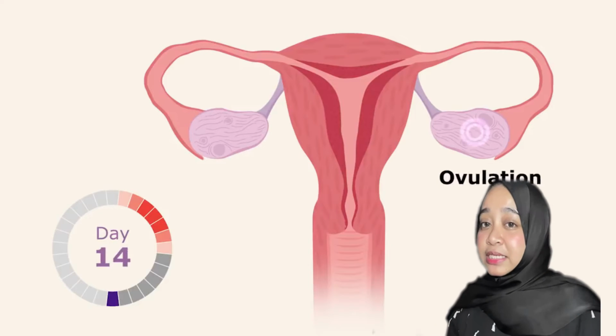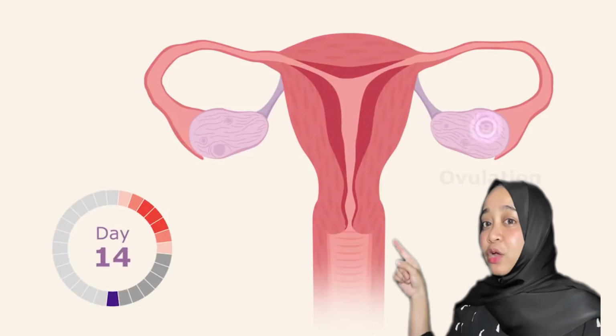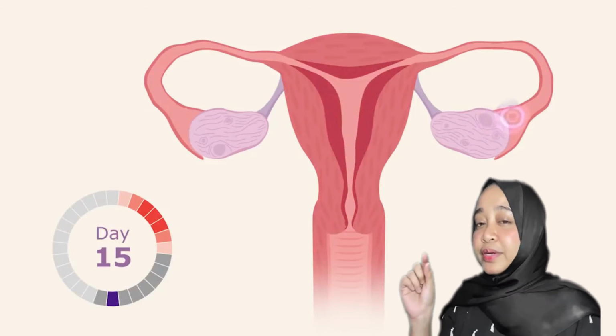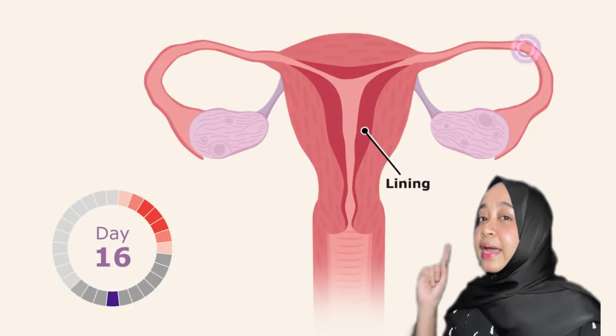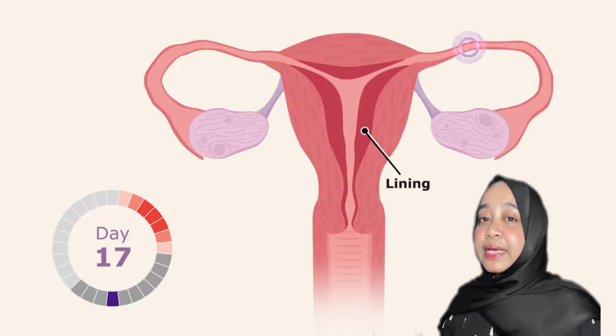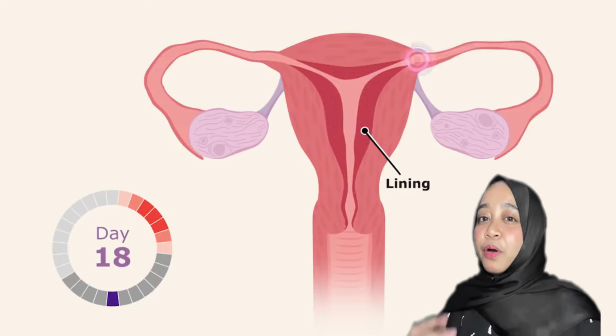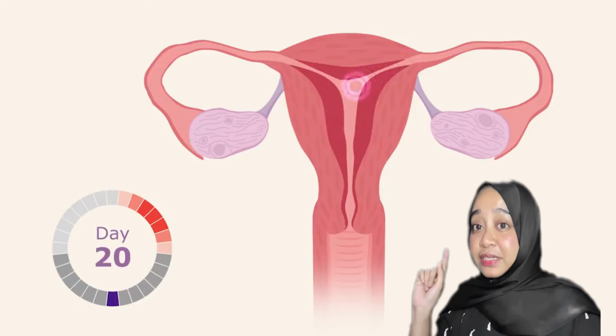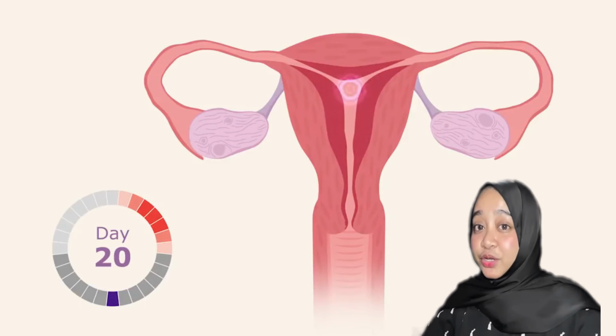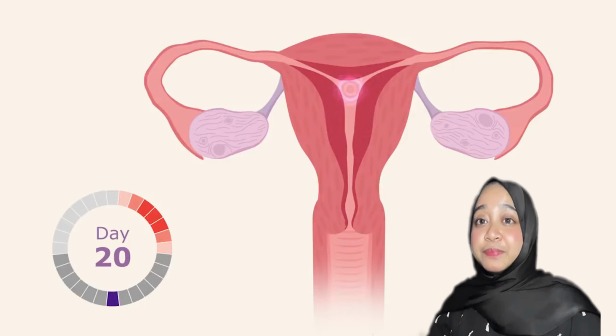After ovulation, the egg travels down the fallopian tube. It takes a few days to complete the journey. Meanwhile, the lining of the uterus gradually gets thicker, so it can support the development of a fertilized egg. If the egg gets fertilized, it will implant in the uterus and the woman is pregnant.